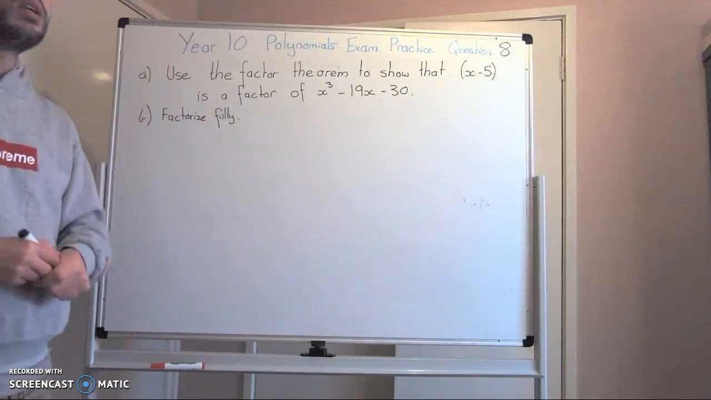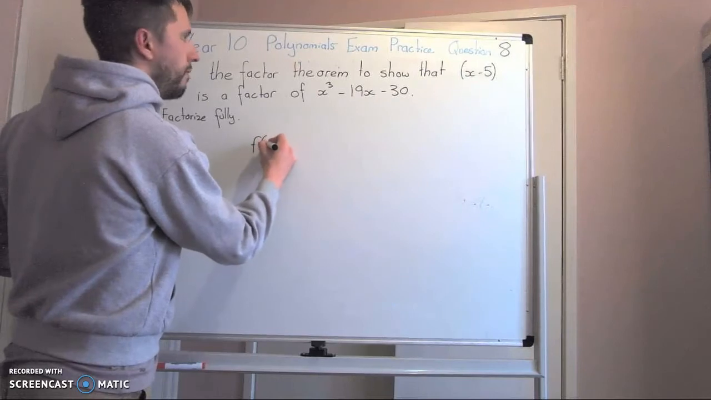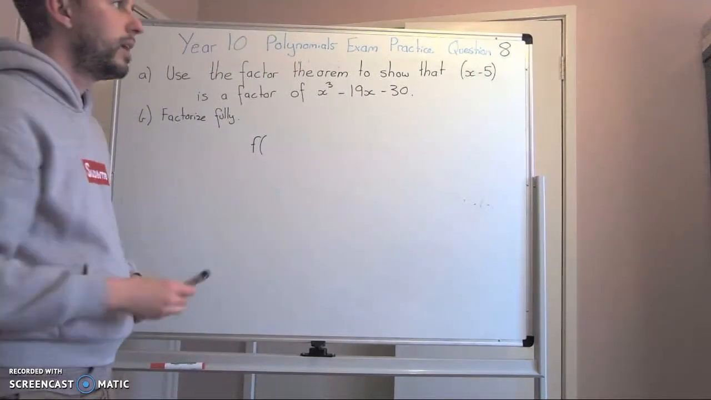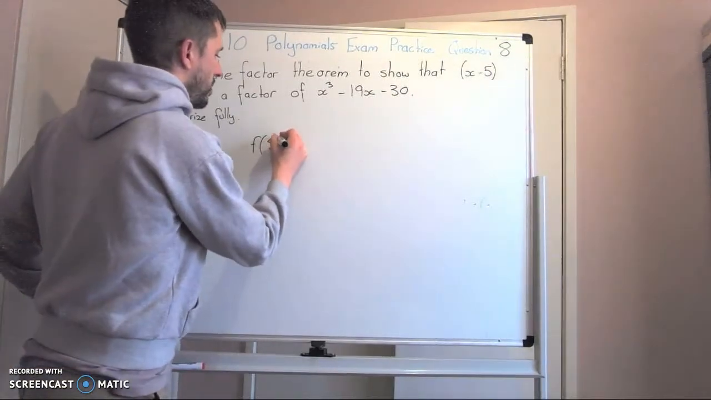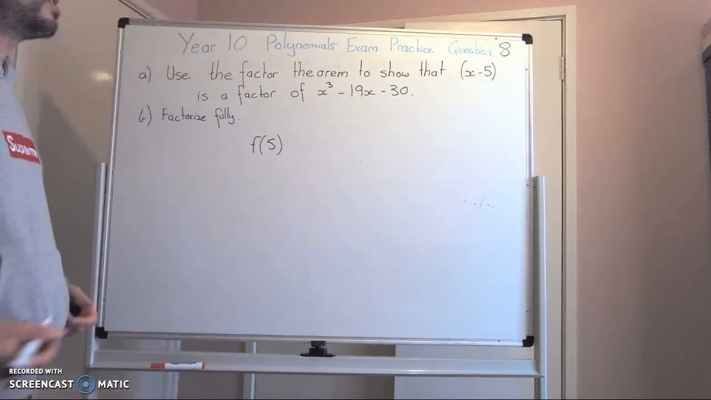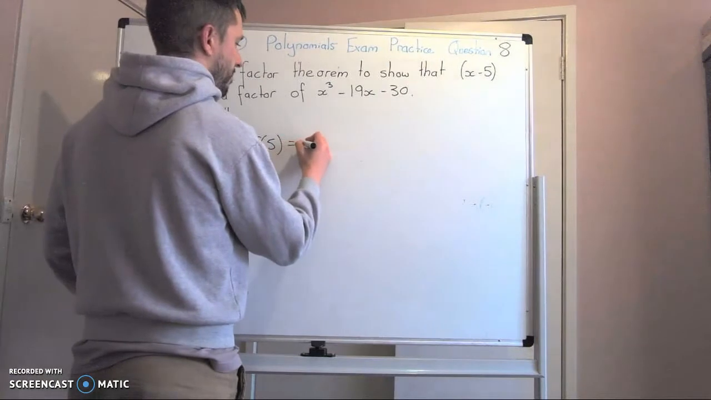So based on that, I know that if I look at it as a function, to make this factor 0, x needs to be 5. So that means if I substitute 5 into my equation, the answer should turn out to be 0. So let's double check that.